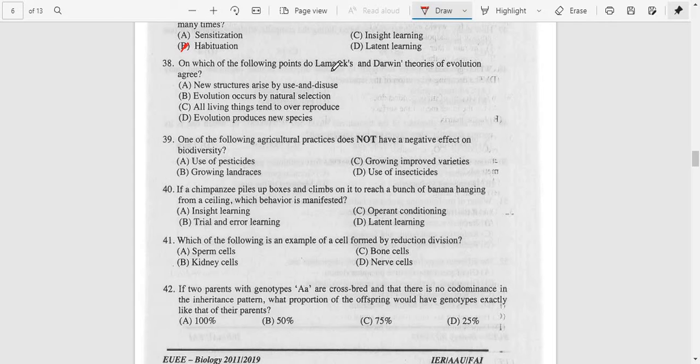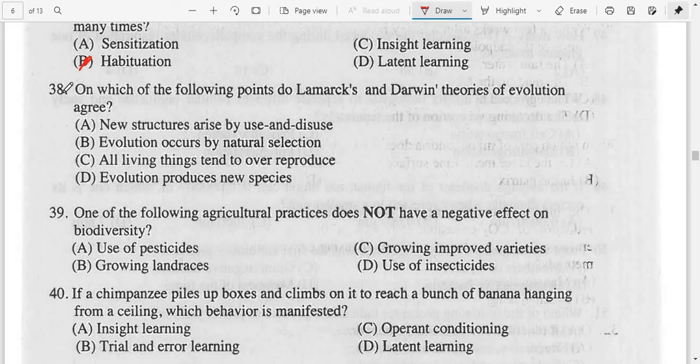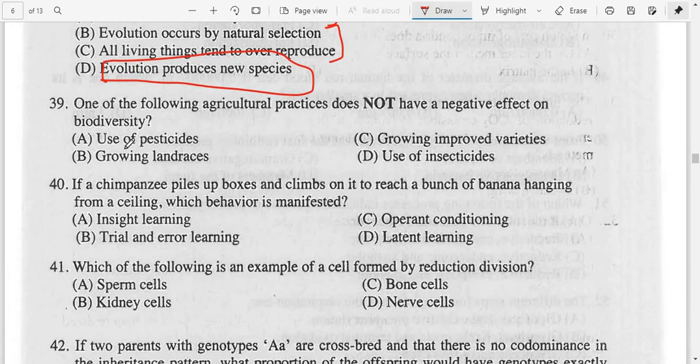On which of the following points do landmarks in Darwin's theories of evolution agree? Both agree here: evolution produces new species. Evolution occurs by natural selection is Darwin's. All living things are related is in both of Darwin's theories. A new structure arises from use and disuse is Lamarck's theory of evolution. Okay, let's continue.